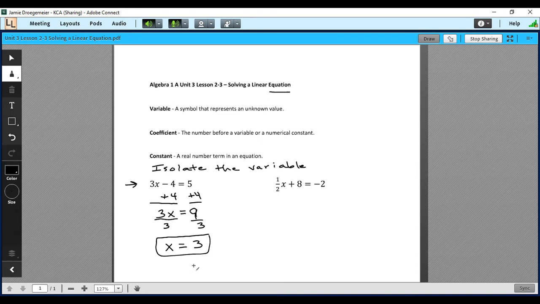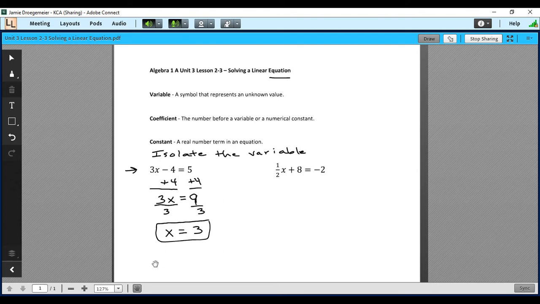I can check my work here by taking that value that I found for x and plugging it back into the equation. So if I plug in 3 for x in that original equation, this would be 3 times 3 minus 4 equals 5. Using our order of operations, we do the multiplication first. 3 times 3 is 9. 9 minus 4 equals 5. That checks out because 9 minus 4 is 5. X equals 3 is a good solution. All right, let's take a look at our next example then.